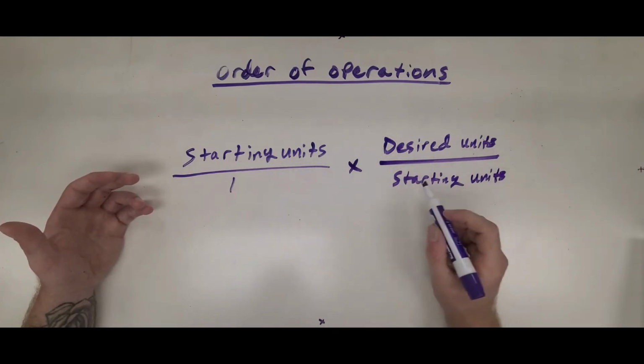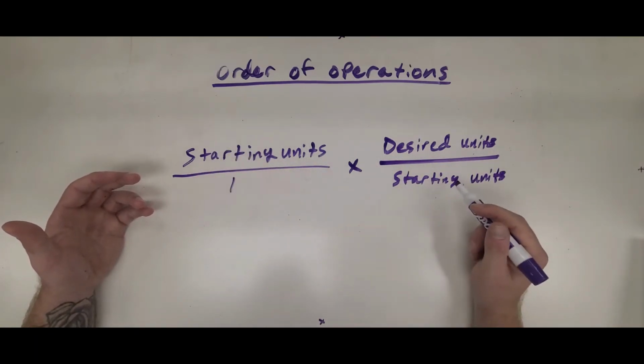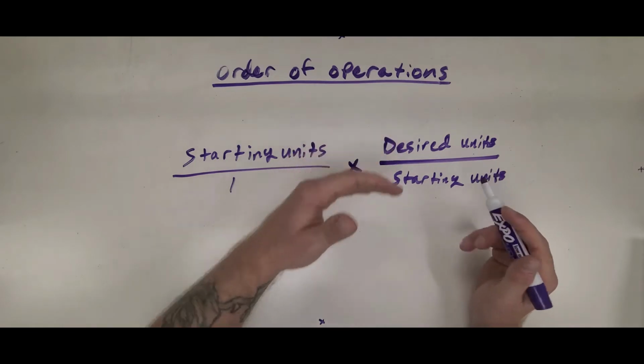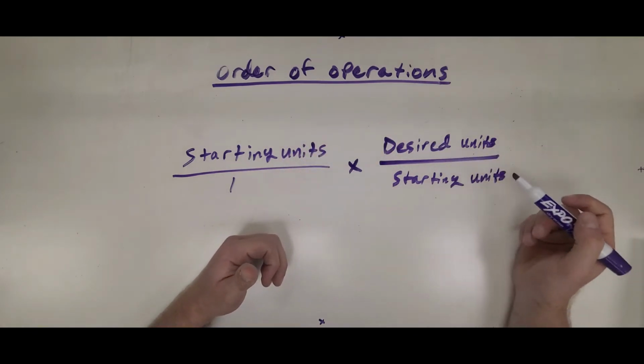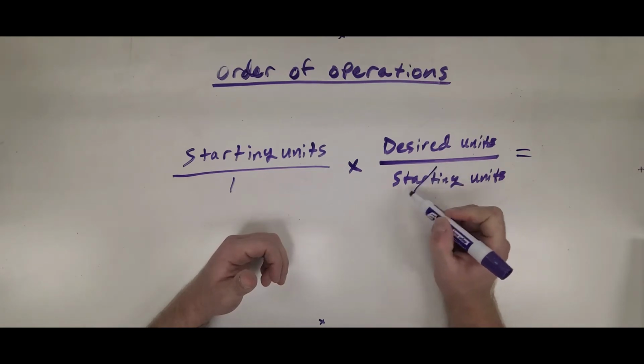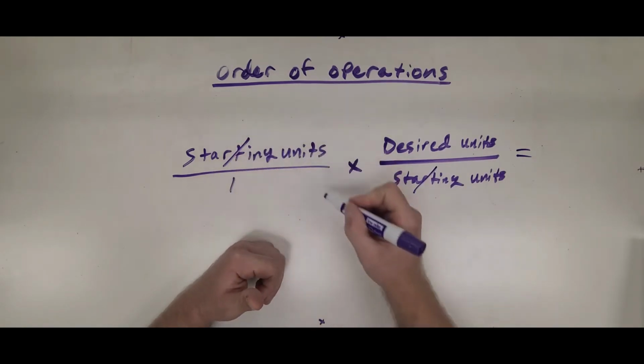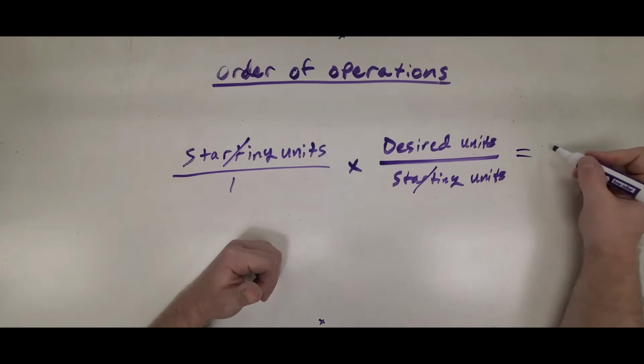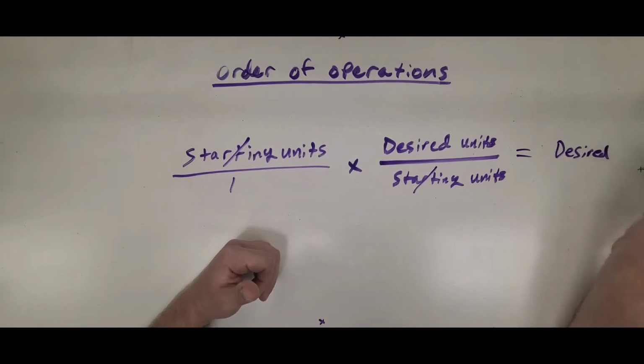When you multiply your starting units by the unit conversion factor that you've turned into a fraction with your desired units on top and your starting units on the bottom, your starting units on this side will cancel out the starting units on this side, and then you will be just left with the number of your desired units that you were trying to figure out to begin with.